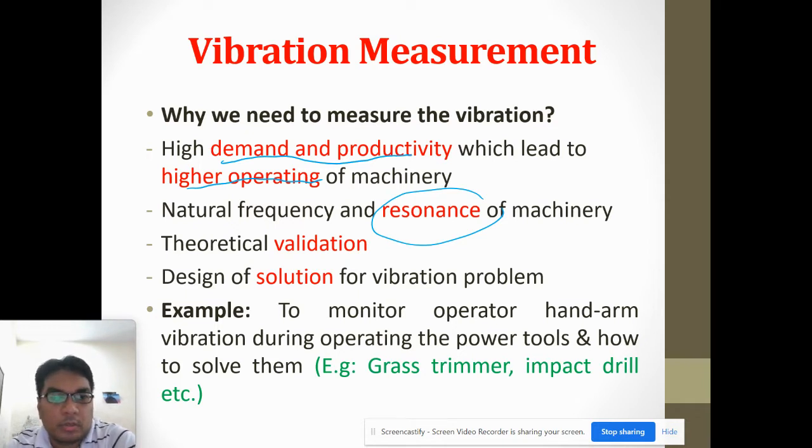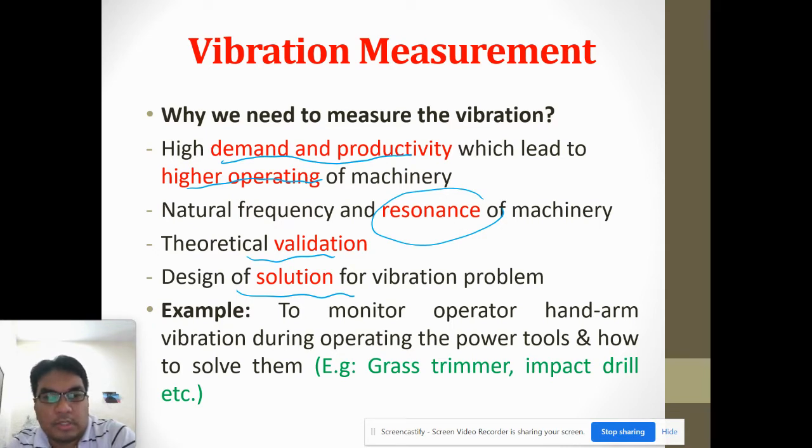The next one is the theoretical validation. This is mostly related to research. When you study or do your projects in simulations, you need to do the measurement so that you can validate your results. And finally, the design of solutions for vibration problems. Of course, if you are given a project on how to reduce the vibration, you need to do a measurement to verify your results.